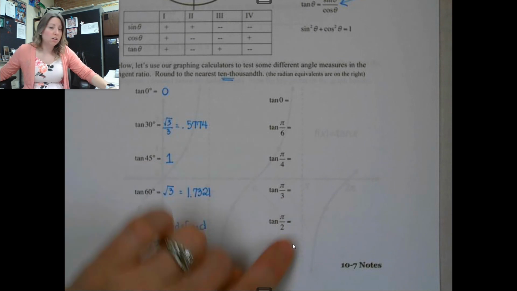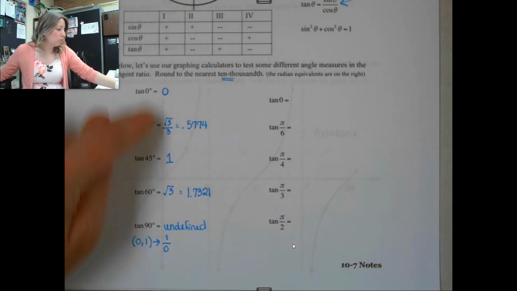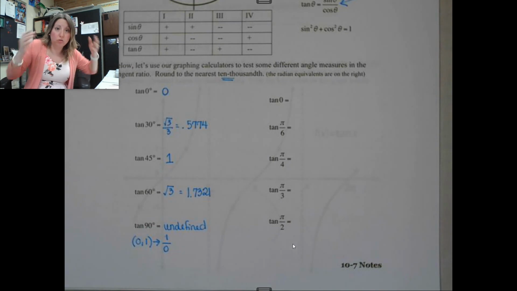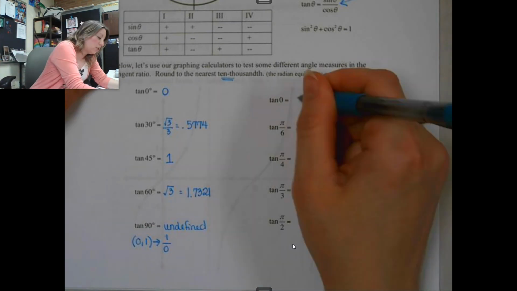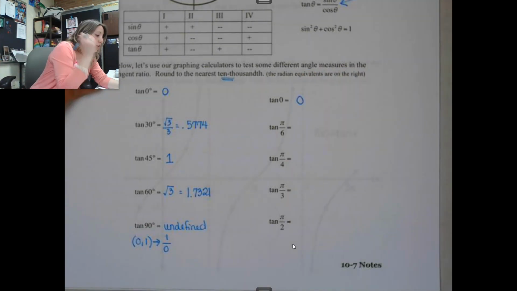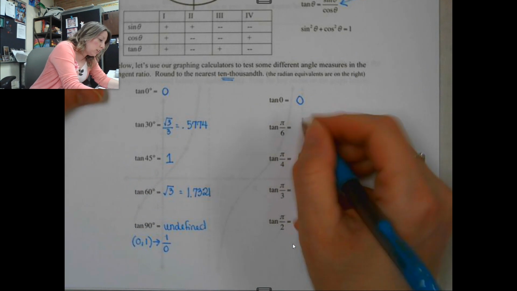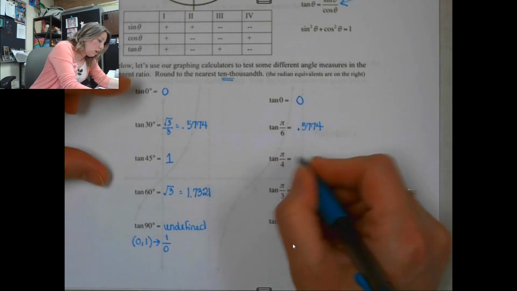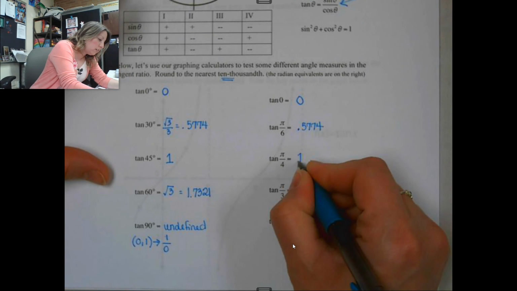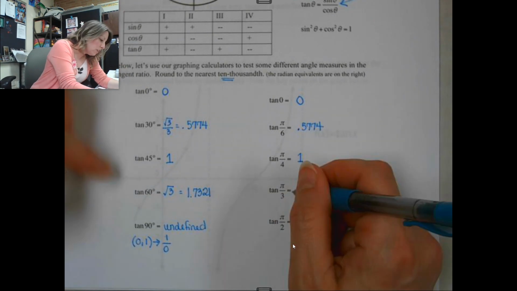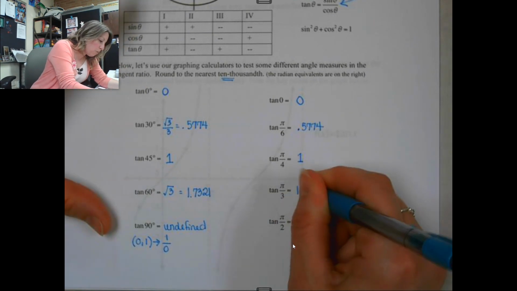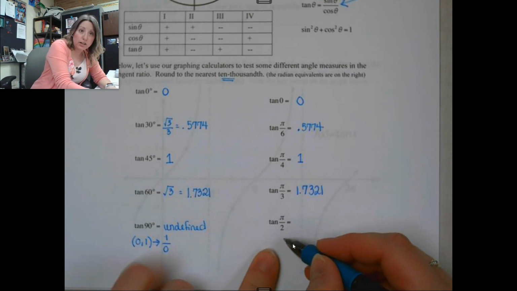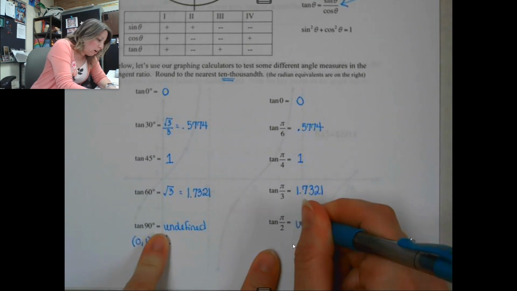the radian equivalents for our degree measures here. So these are exactly the same on both sides. Okay. So we'll still know that the tangent of 0 radians is 0. The tangent of pi over 6 radians is 0.5774. The tangent of pi over 4 radians is 1, because that's 45 degrees. The tangent of pi over 3 radians is 1.7321. And the tangent of pi over 2 radians, which is 90 degrees, that is undefined.